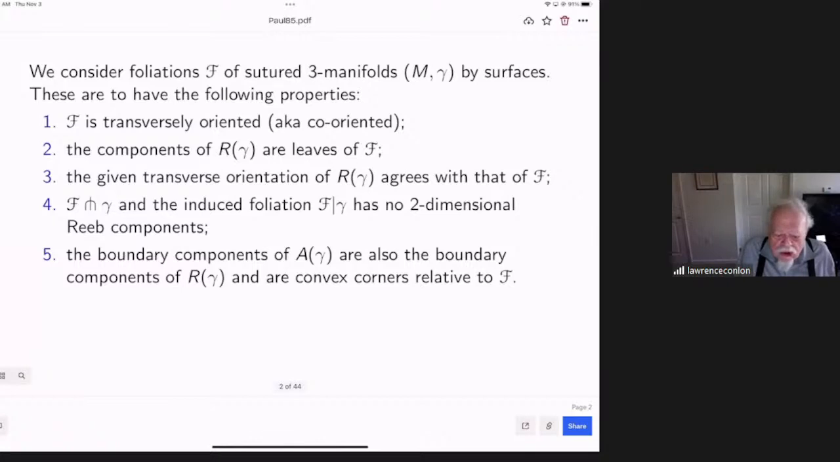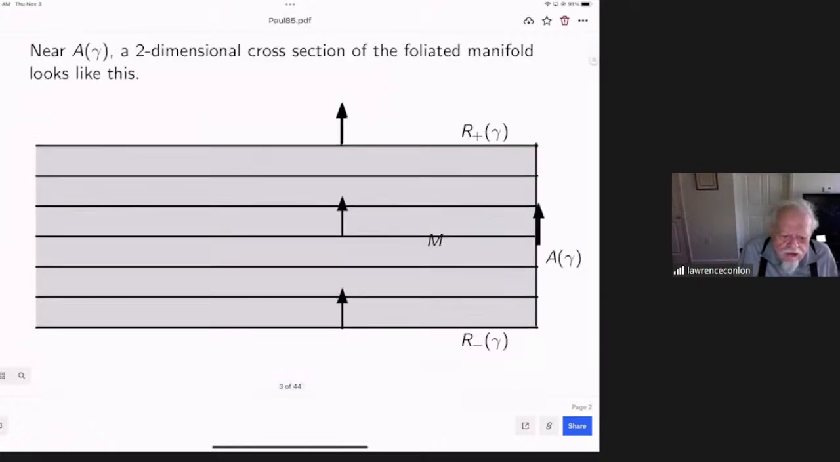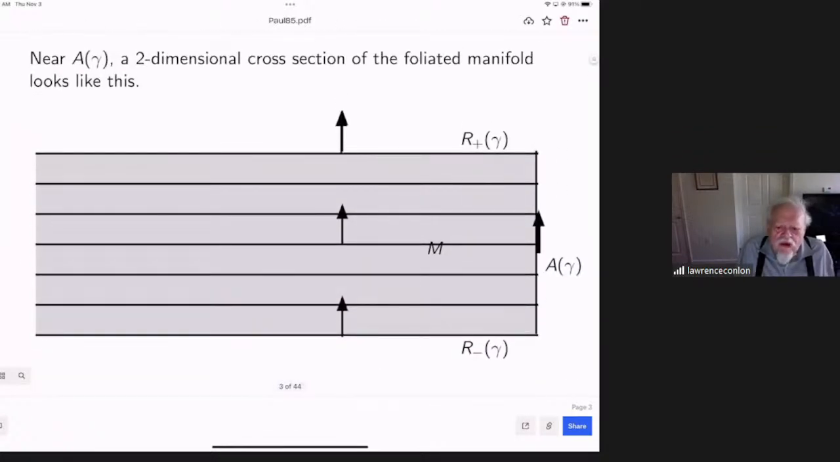So Rachel, next picture. There's a cross-section picture near one of the annuli in A of gamma. You see the transverse orientations. The lines are the leaves. And there are two corners, both convex with respect to the foliation. Next picture.